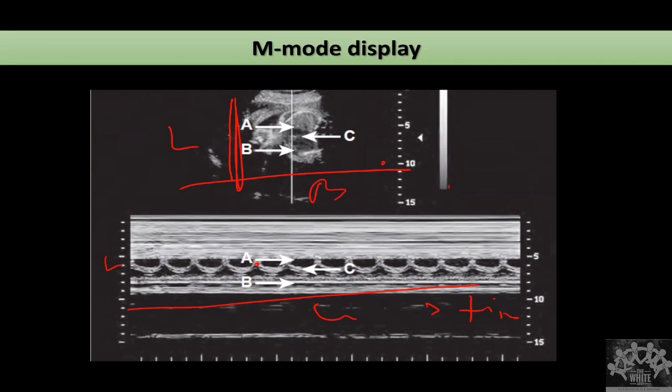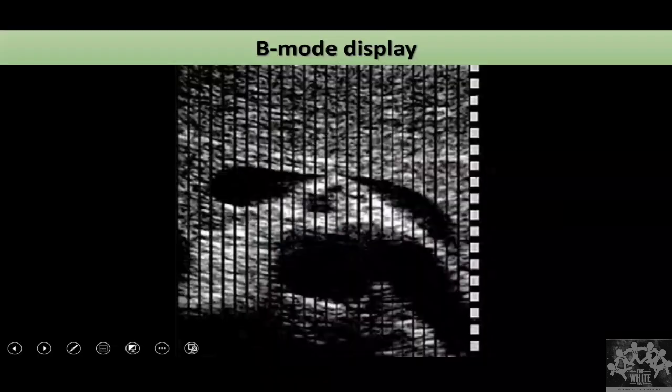Is M mode used in anesthesia for nerve block? I am not sure, but I don't think M mode can be used for anesthesia. In anesthesia we use B mode. Why? Because we want an image to see. Forget about anesthesia for a moment.